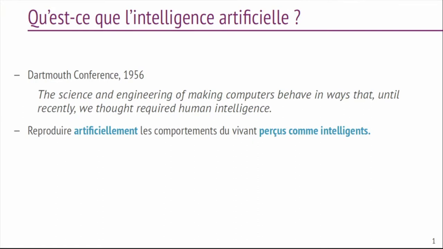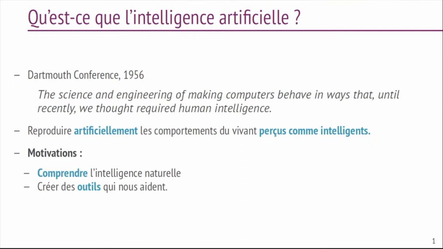So this definition carefully avoids defining intelligence. It's just this kind of thing, like you recognize it when you see it. Okay, so there's sort of two motivations behind AI. One is to use it to better understand natural intelligence, so with this idea that if you're able to build a system that behaves intelligently, then you'll better understand what makes us behave intelligently. And also to build tools that can help us for all sorts of tasks. Okay, so we're currently way closer to the second than to the first goal.